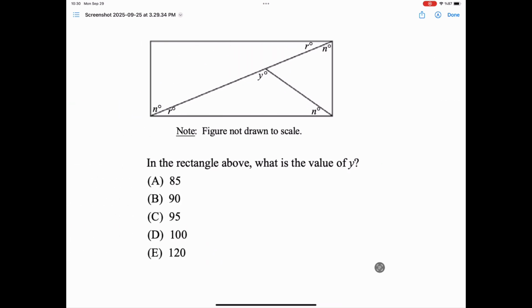Alright, so in the rectangle above, what is the value of Y? So where is the Y? It is here. So this is a rectangle, so it means that all these angles are 90, and in total it is 360.